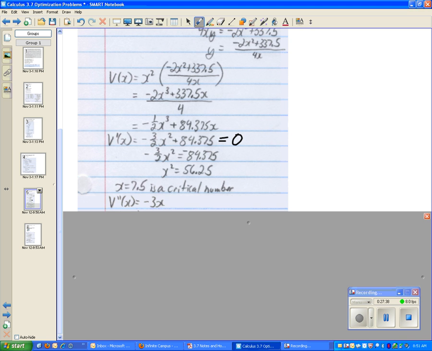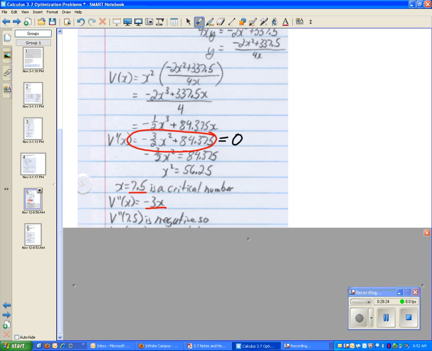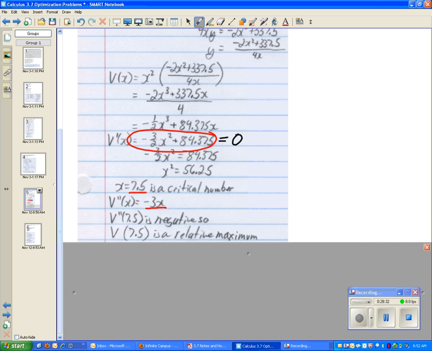All right. Take the second derivative. So I'm taking the derivative of what I just circled in red. Well, the derivative of negative 3/2 x squared is negative 3x. The derivative of 84.375 is 0. So before we write it down, what's the second derivative test going to show us? A minimum, or if it really is a maximum. Yeah, it really is a maximum, because when I plug 7.5 into here, negative 3 times that will be negative. So since the critical number came from where the first derivative equals 0 and the second derivative is negative there, that yields a relative maximum. So let's say so. V double prime of 7.5 is negative, so V of 7.5 is a relative maximum.